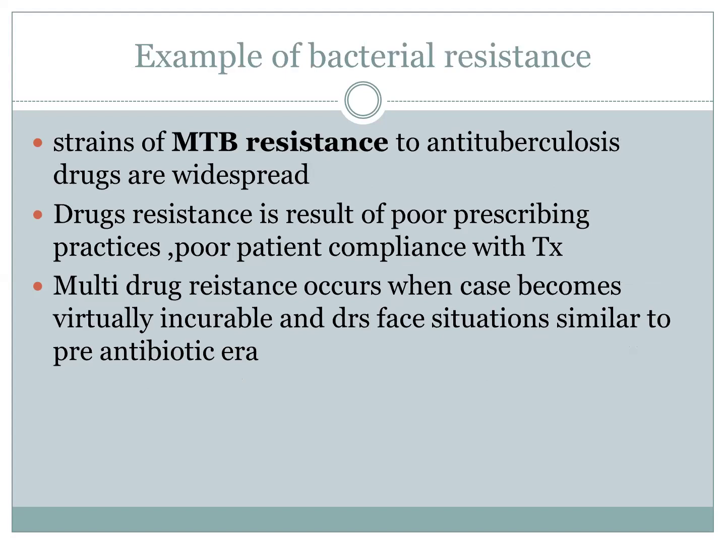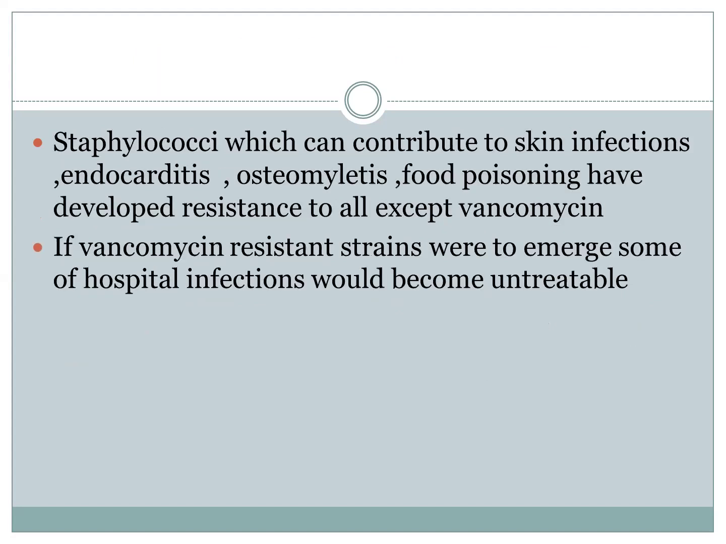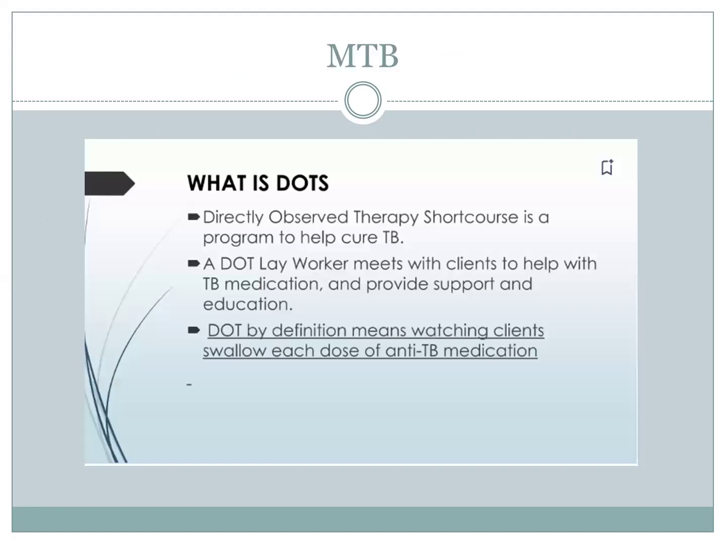So the strains of Mycobacterium tuberculosis resistant to drugs are widespread. Drug resistance is a result of poor prescription practices and poor patient compliance with treatment. Multi-drug resistance occurs when a case becomes virtually incurable, and doctors face situations similar to the pre-antibiotic era. Staphylococci, which can contribute to infections, endocarditis, and food poisoning, have developed resistance to all except vancomycin. If vancomycin resistance were to emerge, some hospital infections would become untreatable.